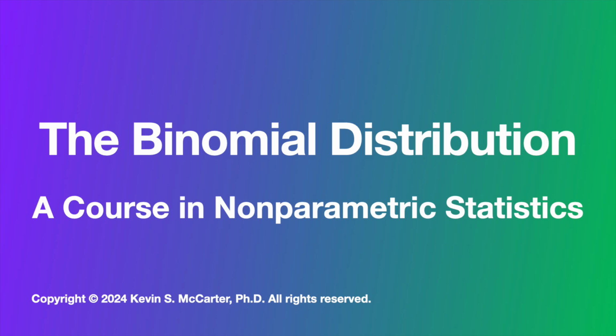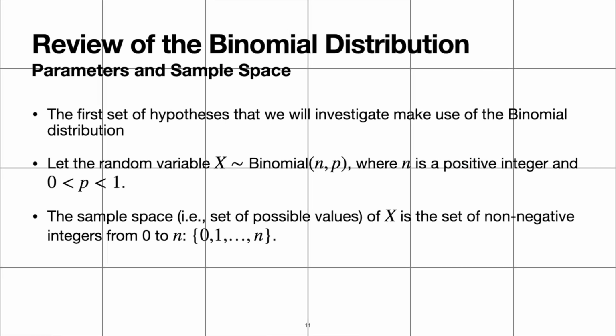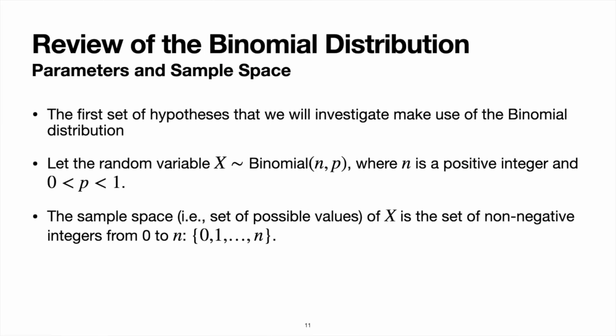But we're going to be looking in more detail at the binomial distribution itself and using it in some computation in this module. The reason for that is that the first set of hypotheses that we're going to be looking at involve the use of the binomial distribution. And so let's take a look at this. We'll first talk about the parameters and the sample space.